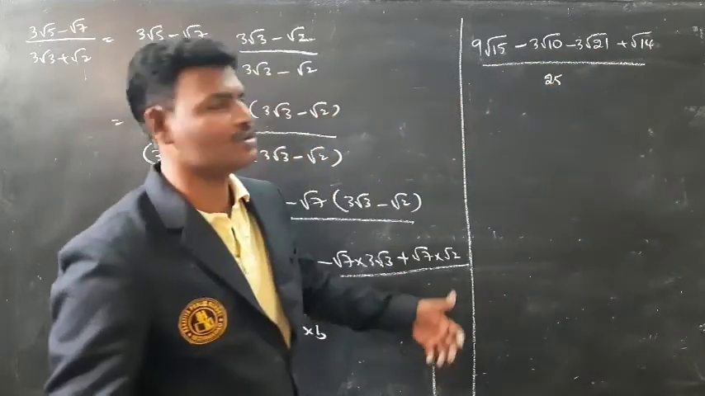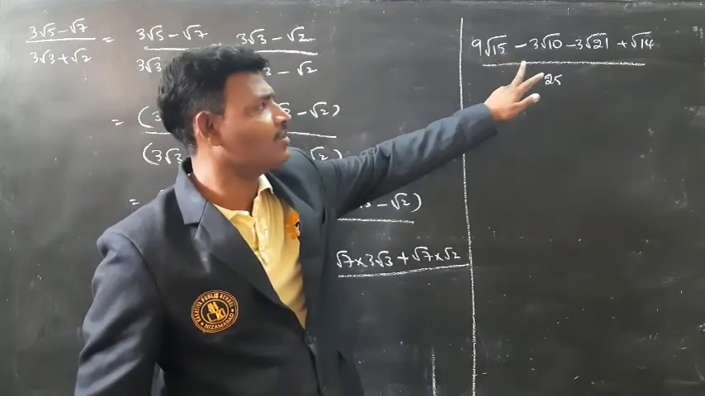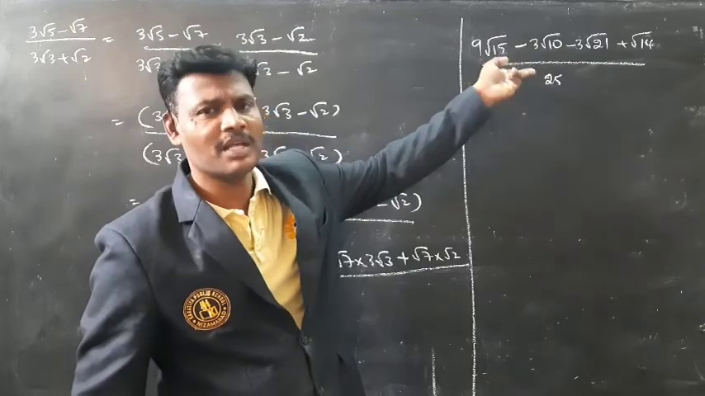So there is no chance to simplify further. What is the final answer? (9√15 − 3√10 − 3√21 + √14) by 25.